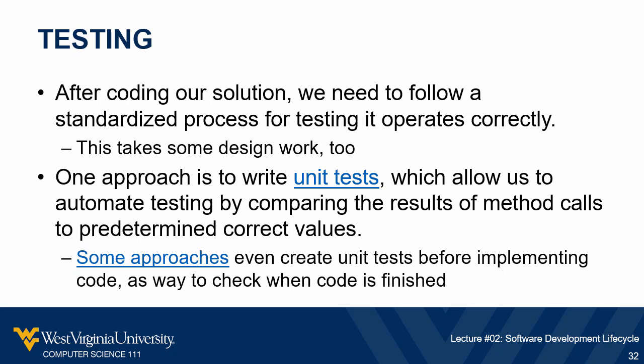One approach to making sure that we have a consistent checklist of items that we're testing is to write unit tests. With unit tests, we can automate the testing. What we're going to do is set up coded examples where we provide a particular input value to a method that we have, and we check the results that we get back from it. And we make sure that they match what we know and have manually coded to be the correct answer.